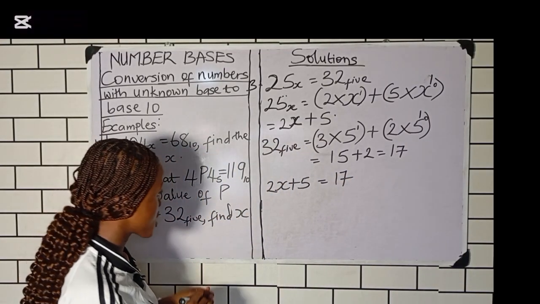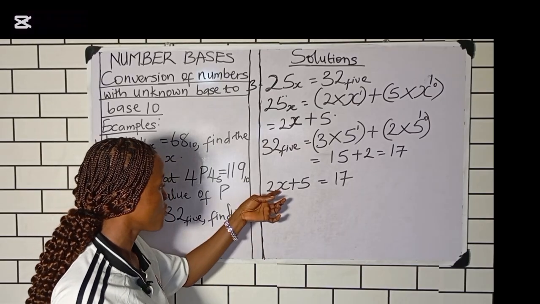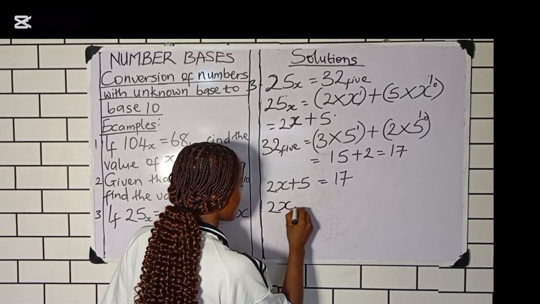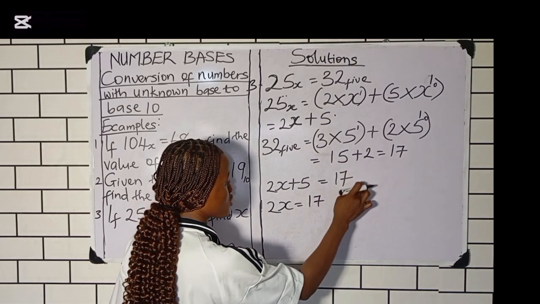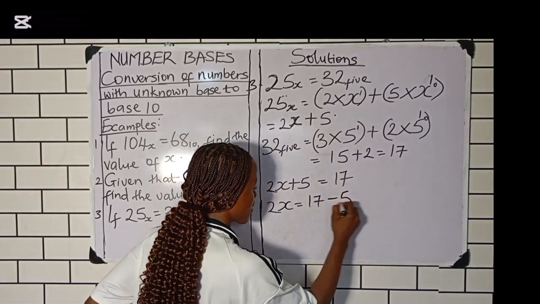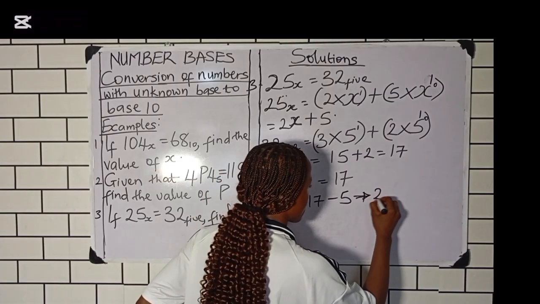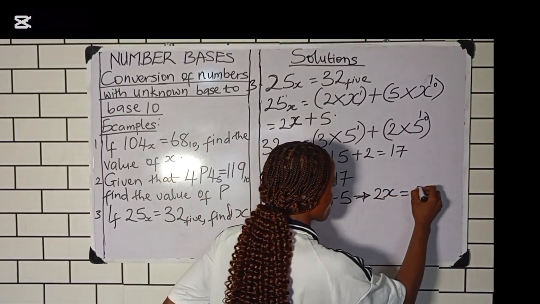What we are going to do here is that we're going to collect like terms, then find the value of s by making s the subject of the formula. We have our 2s here is equals to 17. This your plus 5 here, if you carry it across the equality sign, it will become a minus 5. This will give us 2s is equals to 17 minus 5 here will give us 12.